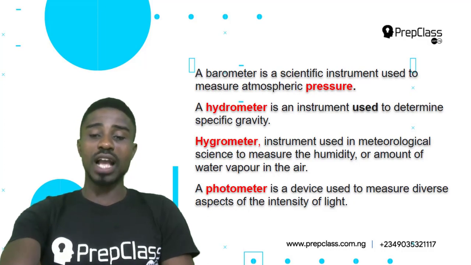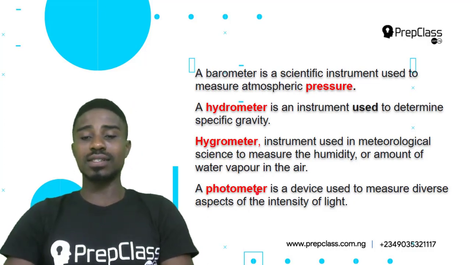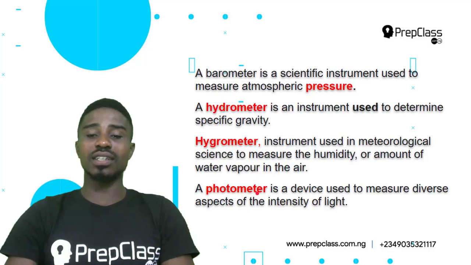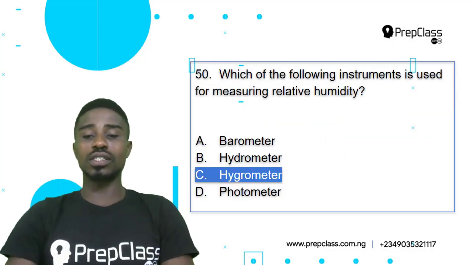Just as the name implies, photo, which means light. So photometer, used to measure light intensity. So our correct answer is hygrometer. For question 50, option C, hygrometer is our correct answer.